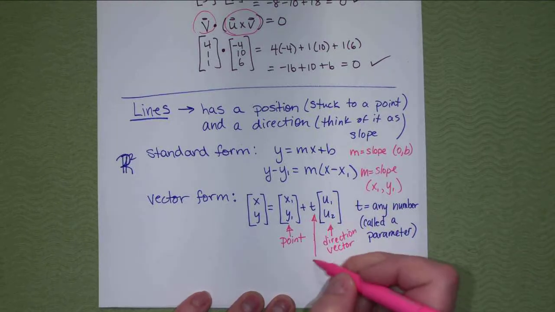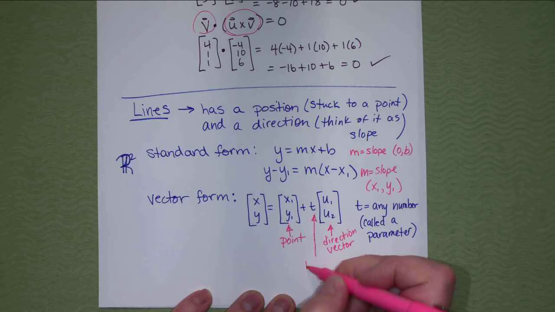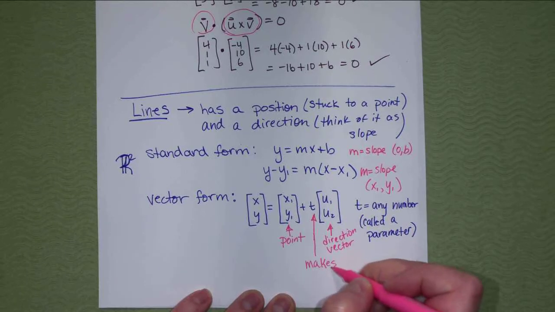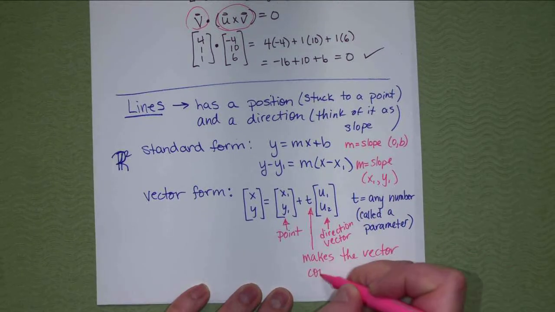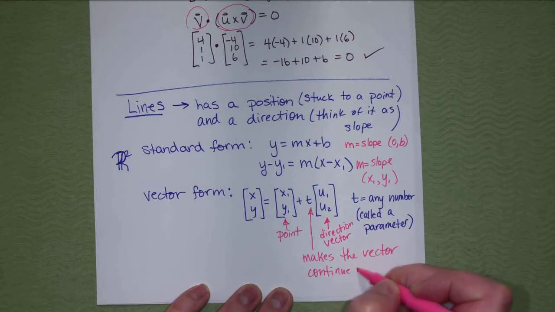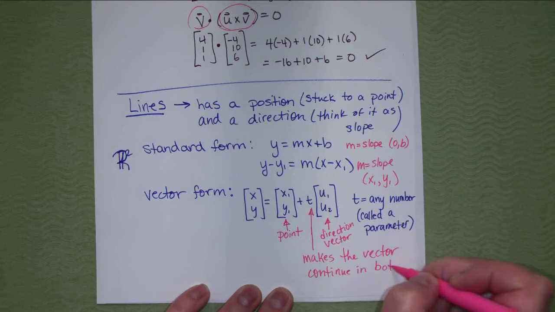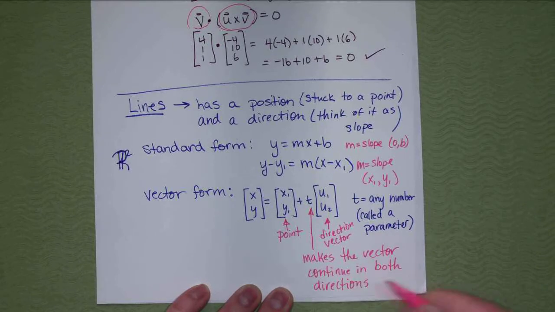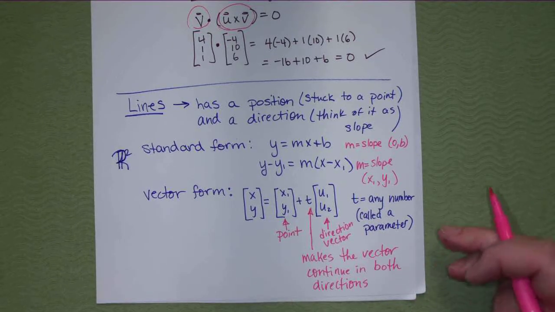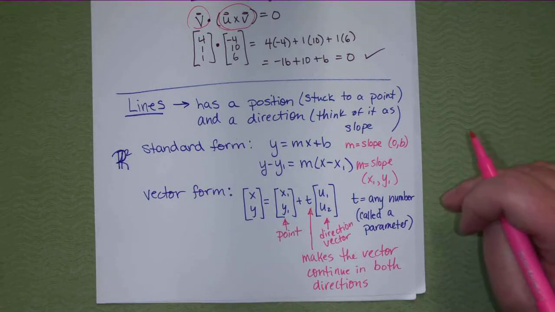It makes the vector continue in both directions. Why both directions? Right, because it can be negative or positive.